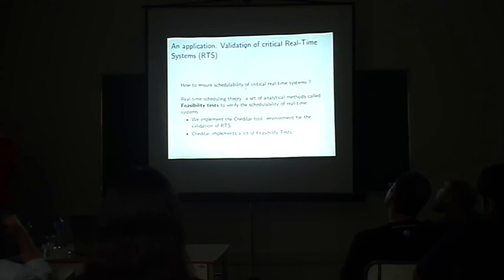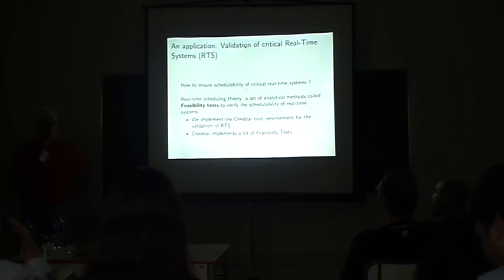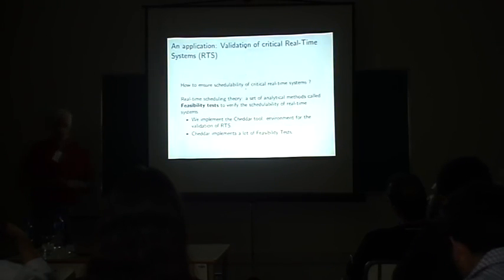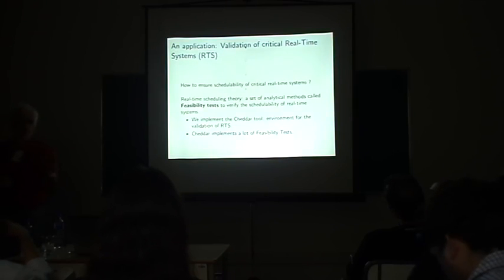Now, an example, an application of this system. We are working in our team on the validation of critical real-time systems. A critical real-time system is a real-time system which can fail, for example, an avionics system. You don't have the right to fail. So it is very important to give designers ways to validate their specifications.